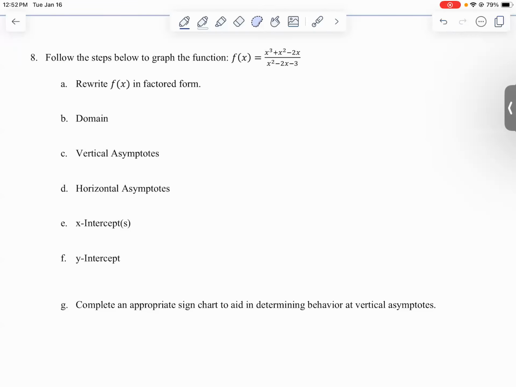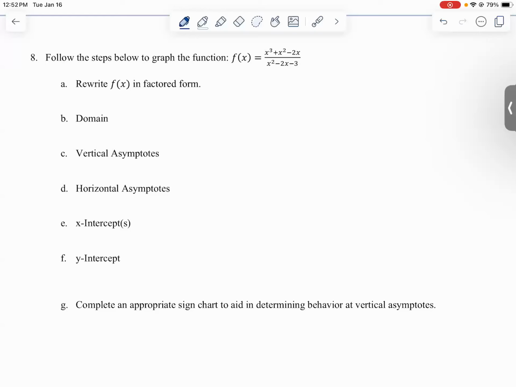Okay, hi everyone. I was thinking about your upcoming test and wanted to give you a video on how you would graph a rational equation where the numerator is bigger than the denominator as far as the degrees go. So this is number 8 from your chapter 2 review. We're just going to go ahead and go through this one together. If you feel good about it, don't worry about it. If you feel like you need to see it, this is your opportunity too.